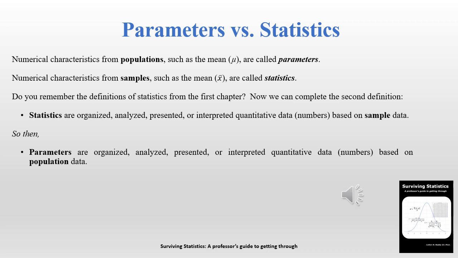Now, going back to that definition, one of the two definitions we talked about, statistics are organized, analyzed, presented, or interpreted quantitative data based on sample data. Then parameters, then, if that's what statistics are, parameters are organized, analyzed, presented, or interpreted data based on populations.